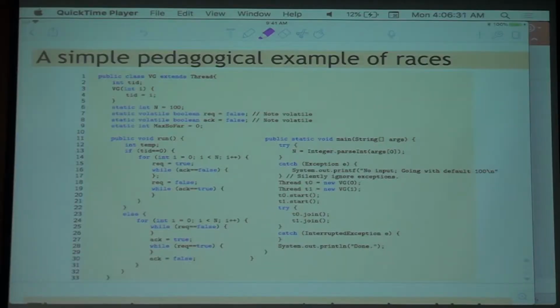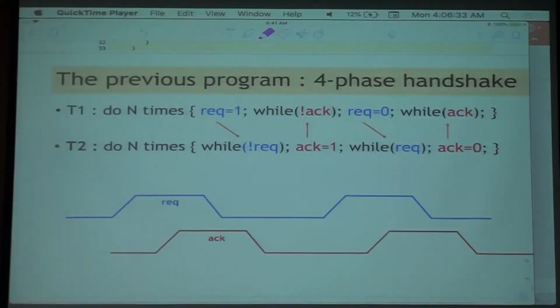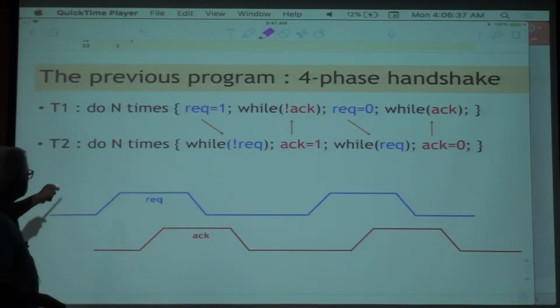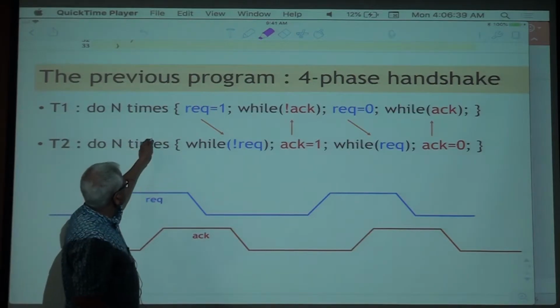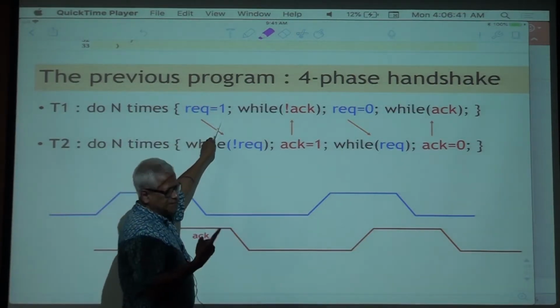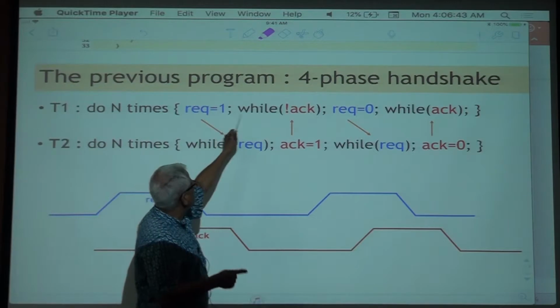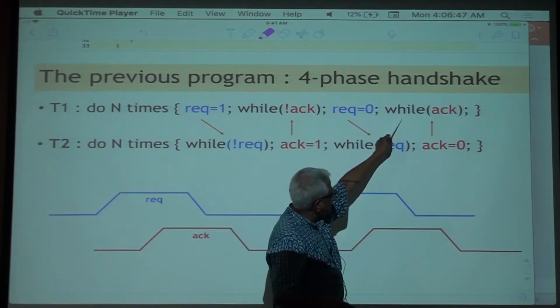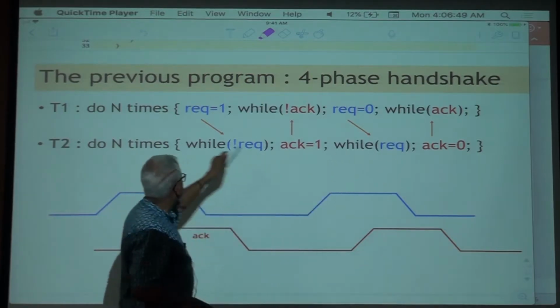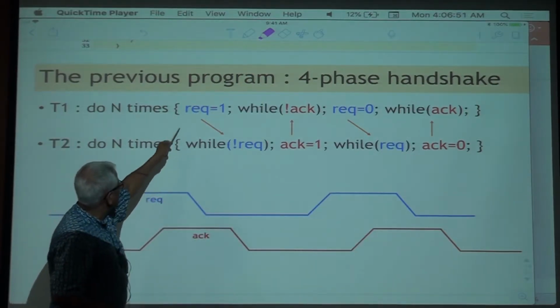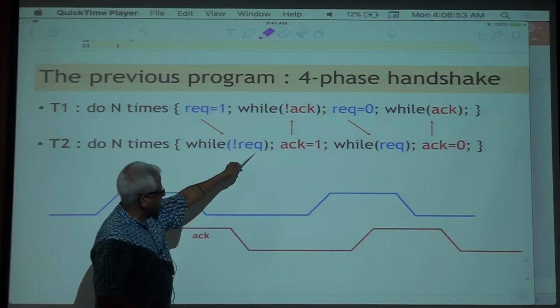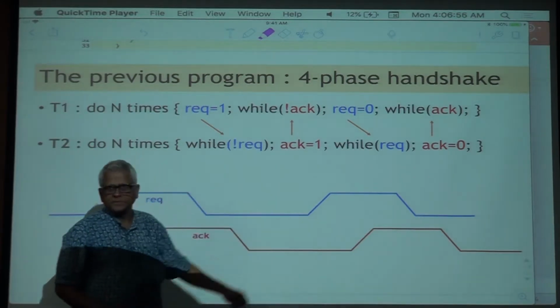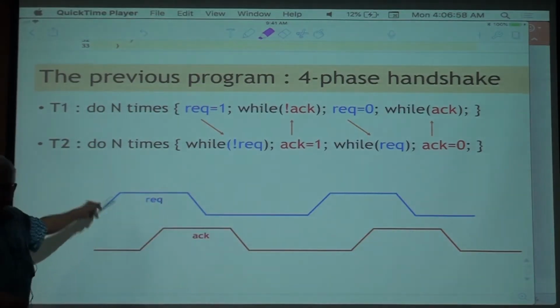We are going to write a simple loop like this. This is ready-made, and what this does is extremely simple. One Java thread is going to do n times: request equal to 1, one variable, while not ACK, wait, request equal to 0, while ACK, wait. The other thread is going to do the complementary thing, while not request, wait, etc. So what it's trying to do is a handshake.